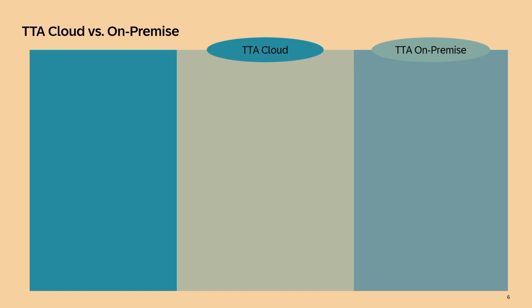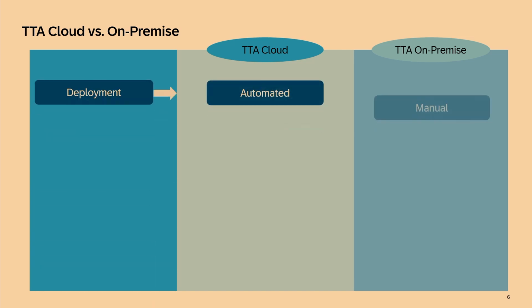Some comparison between the cloud version and the on-premise version: the deployment for the cloud is fully automated within 3 minutes. If you click on the tile in our Launchpad, the tenant is provisioned, it's available, it's integrated with Cloud ALM, and you can start creating test cases.